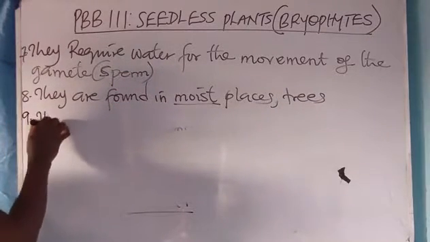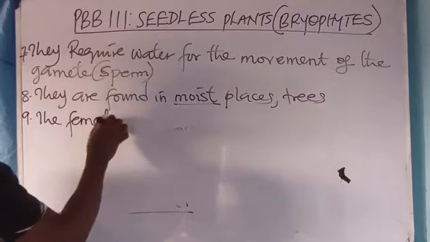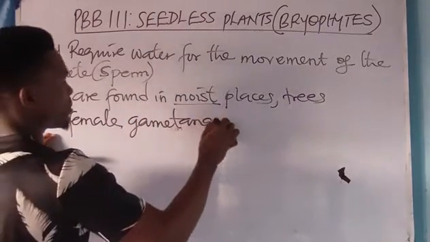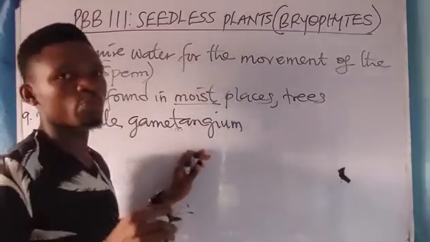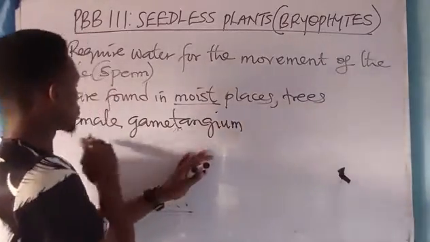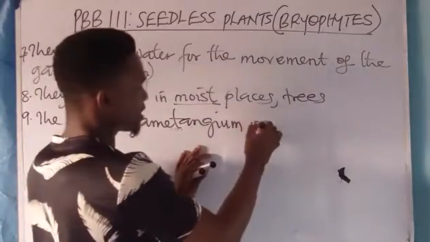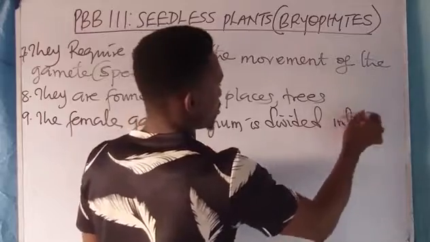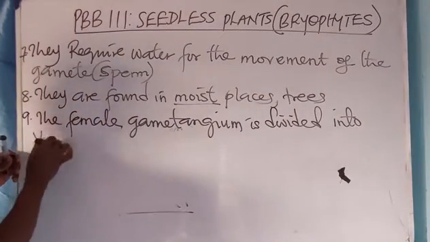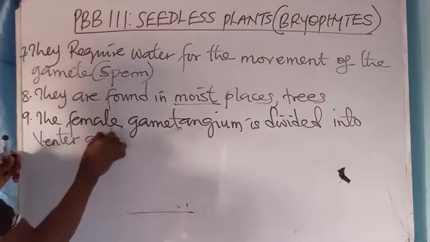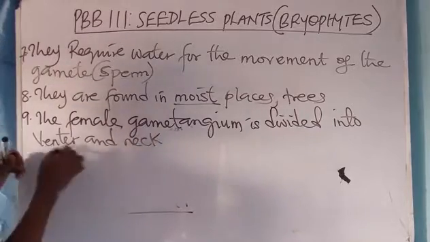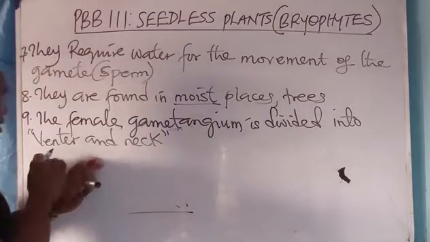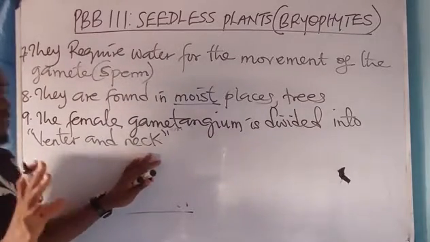Number 9, the female gametangium. Don't forget the meaning of gametangium. I said gametangium is a gamete producing organ. So the female gametangium is divided into venter and neck. So the two divisions of the female archegonium are the venter and neck. Please take note of that.